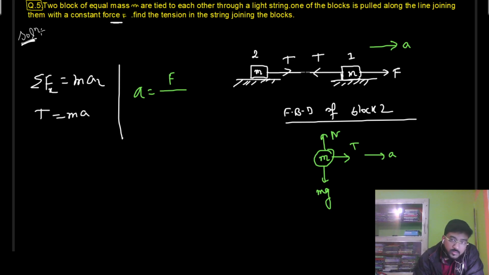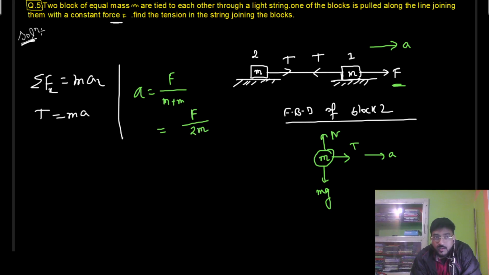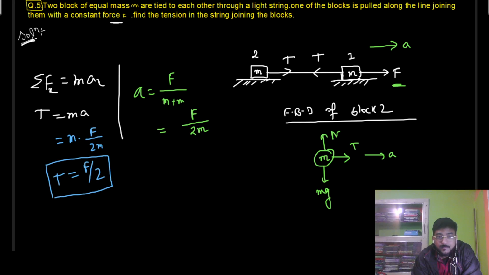If we consider the whole system, then this T will play no role. So the acceleration of the system is due to only this force F, and the total mass is m plus m. So force divided by total mass is nothing but acceleration. So the acceleration of the whole system will be F by 2m. You can directly find the acceleration from here. Now if you put the value here, it will be m into F divided by 2m, that will be F by 2. So you can find this result directly.